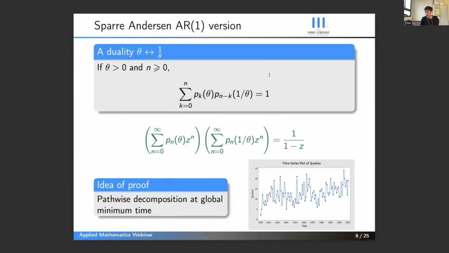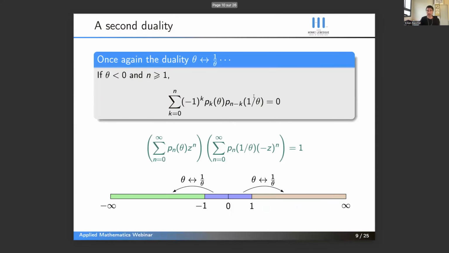Okay, so this result doesn't give a way to compute pk of theta. It just says that if you're able to compute it, then it's obvious to deduce pk of 1 over theta, just a duality. So now this is the second result, which is in fact exactly the same duality.